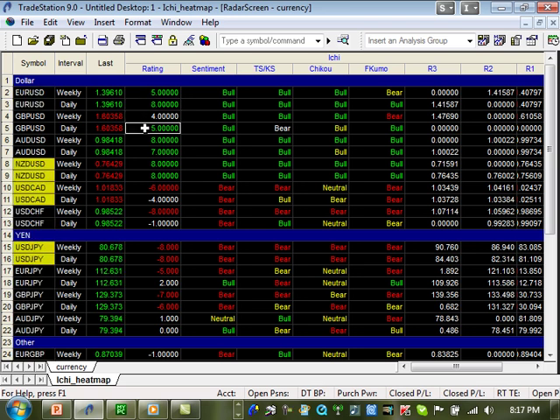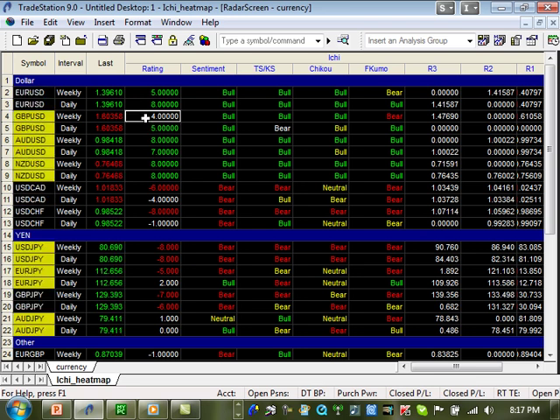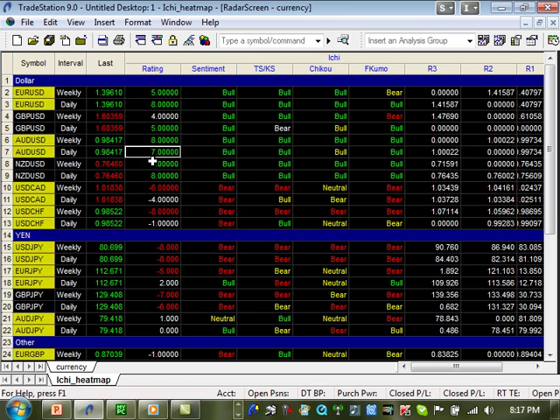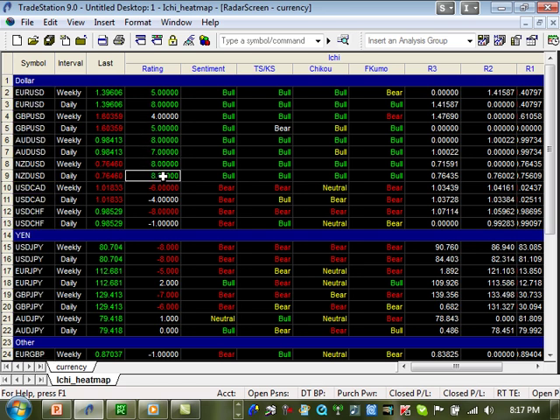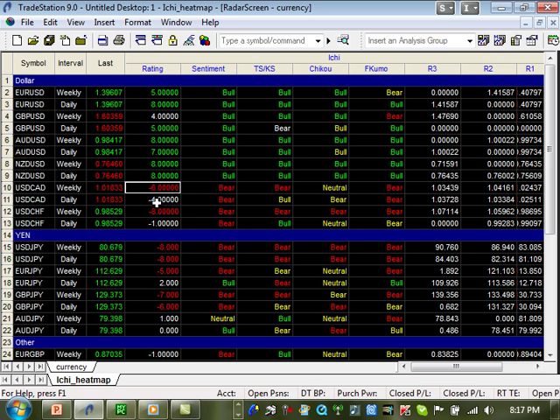Pound USD. It seems like the pound is getting stronger on the daily and starting to influence the weekly to become bullish. Australian USD is bullish. New Zealand USD is bullish. US CAD is bearish. You can see that it's kind of on the borderline here, and it looks like you're getting to par there.